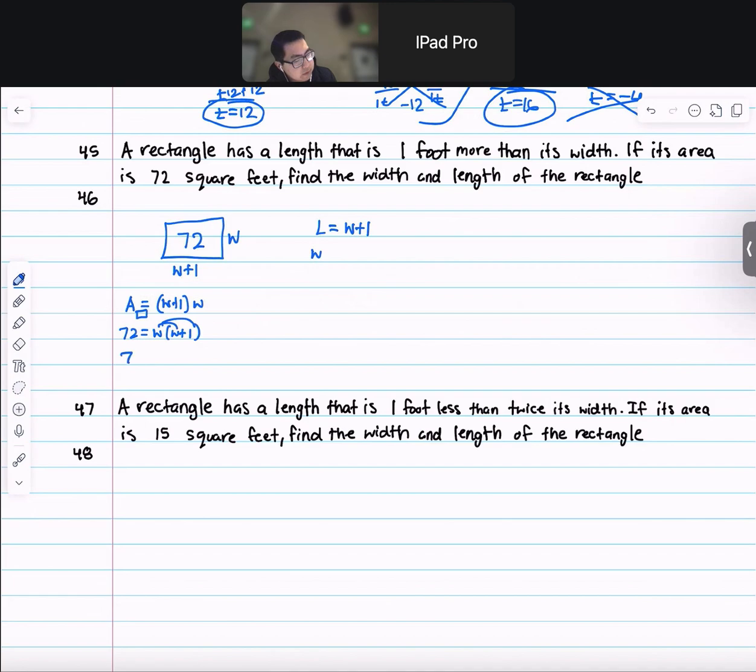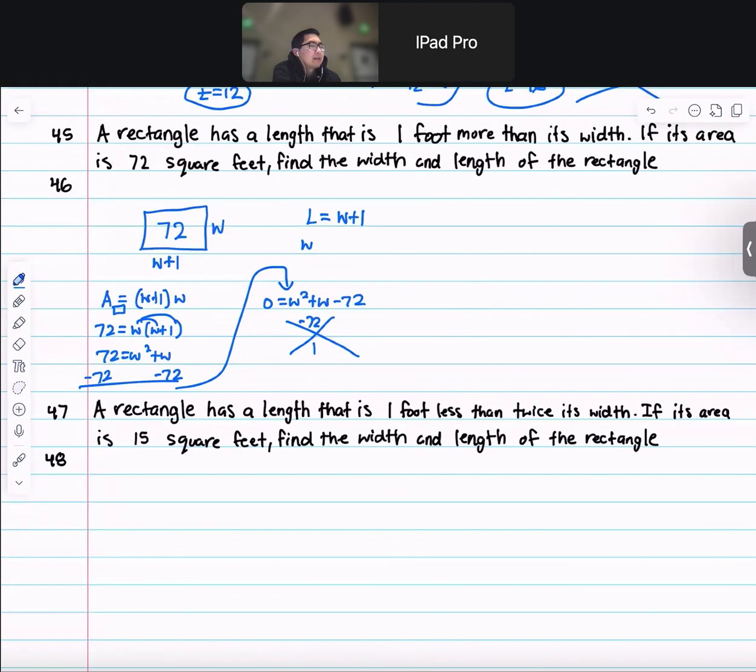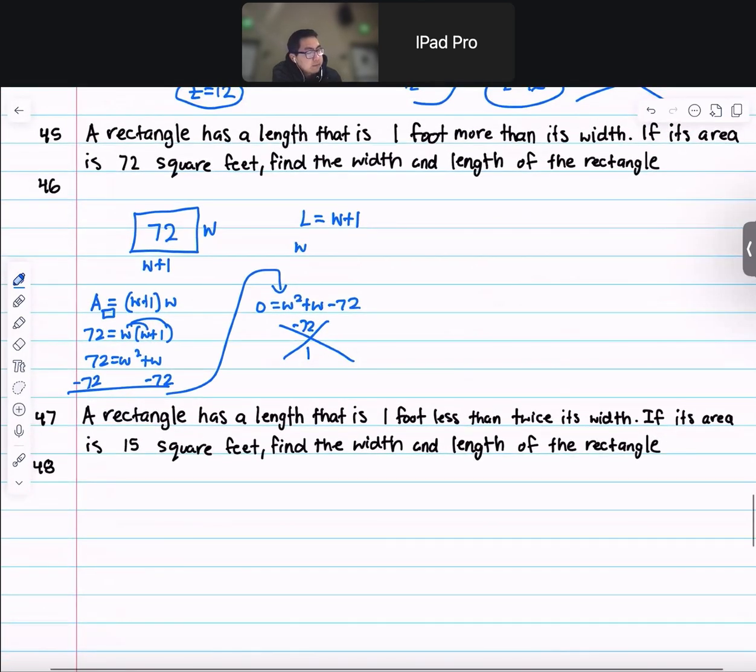So we're going to factor this, w squared plus w, and we want the equation to equal 0, so subtract 72 from both sides. 0 equals w squared plus w minus 72. We can definitely solve this by factoring. The two numbers that multiply to negative 72, but when added give you guys 1. That's 9 and negative 8. Divide by 1w, divide by 1w. So factors are w plus 9 and w minus 8, right?